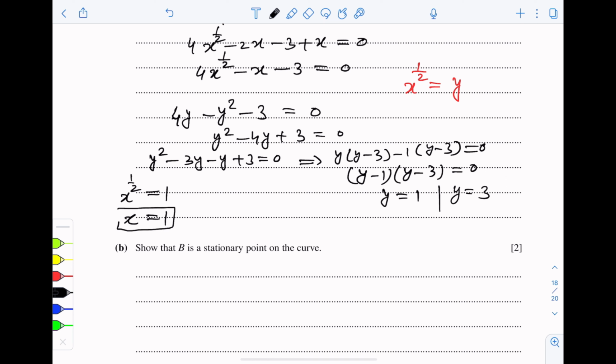One value of x we have got is this, and the other value of y we have is 3, so we put it here. This becomes x power 1 over 2 is equal to 3. Taking square on each side, we get x is equal to 9. These are two values of x: x is equal to 1 and x is equal to 9.